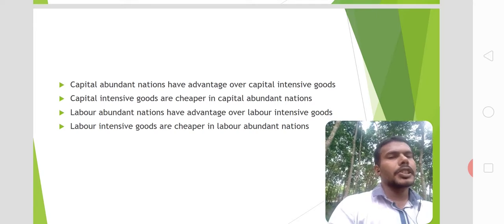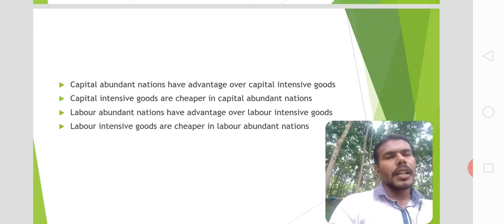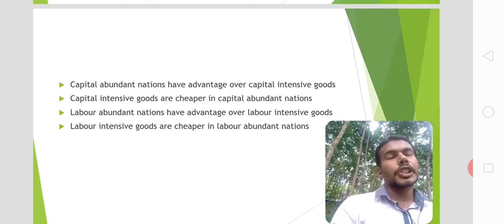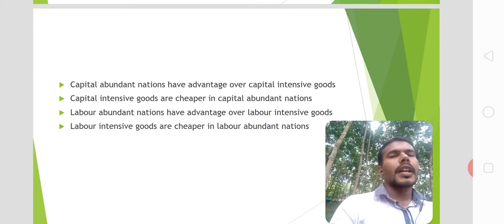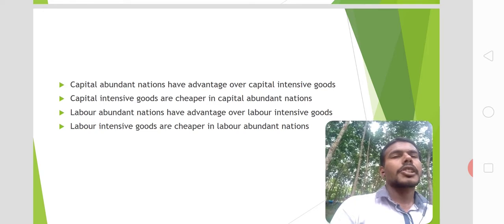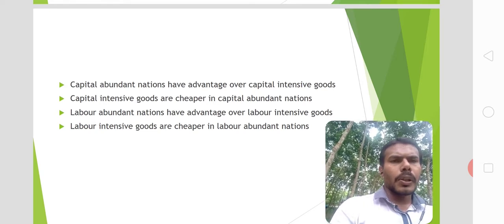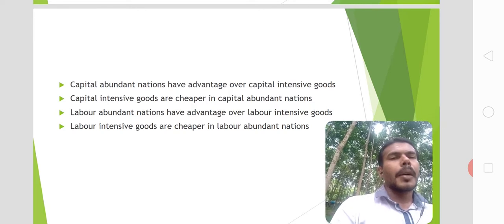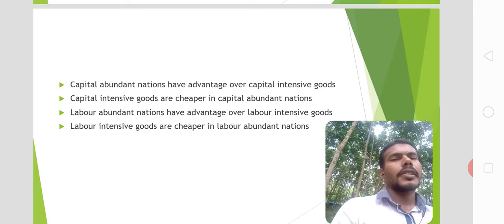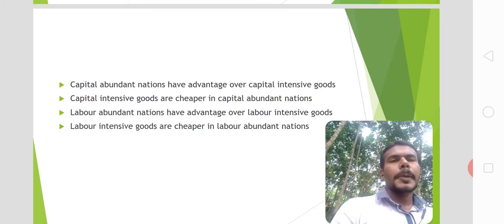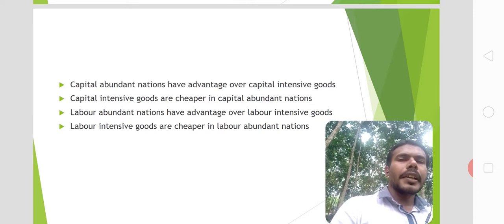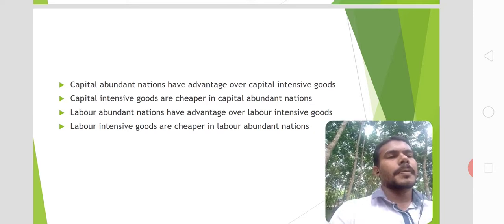That means labor is cheaper in India, the wage rate is lower than that of the United States. At the same time, capital is cheaper in the United States than in India, as the United States is a capital rich nation. So the cost of production of capital intensive commodities will be lower in the United States than in India. At the same time, the cost of production of labor intensive commodities will be lower in India than in the United States.